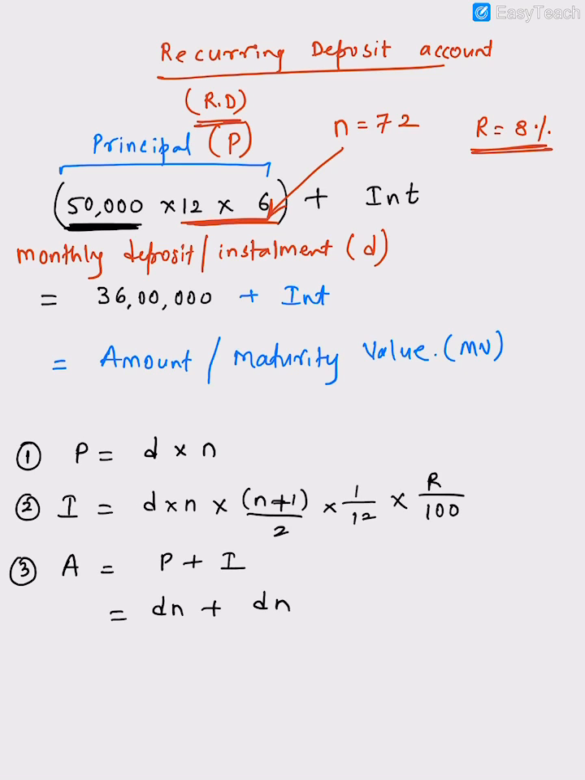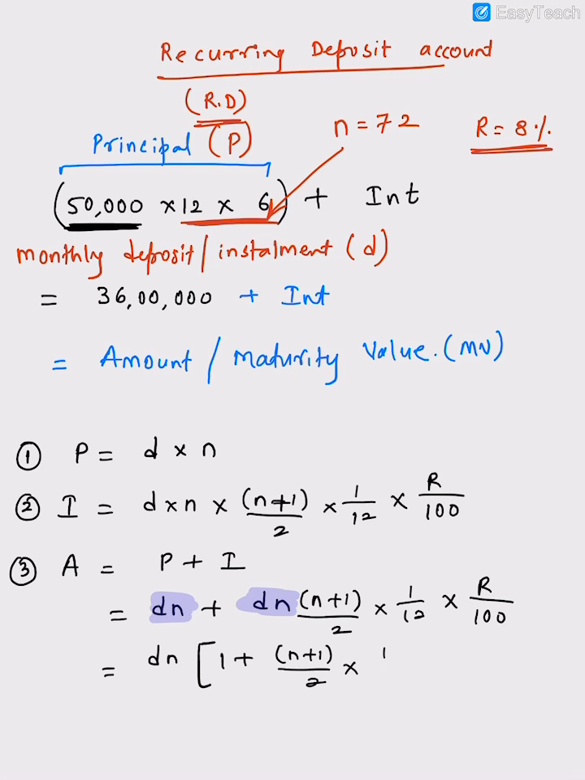You're going to get dn (n plus 1)/2 into 1/12 into r/100. What can we take common out here? So you can take dn common. What would you get on taking dn common? Notice over here properly again. I am taking dn common, so here dn is common and here also dn is common. So what would you get eventually? Look, dn is common. So 1 plus (n plus 1)/2 into 1/12 into r/100.